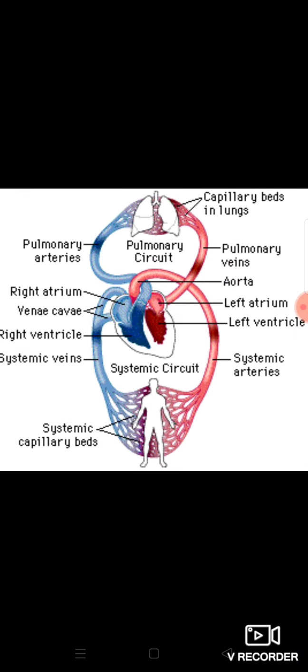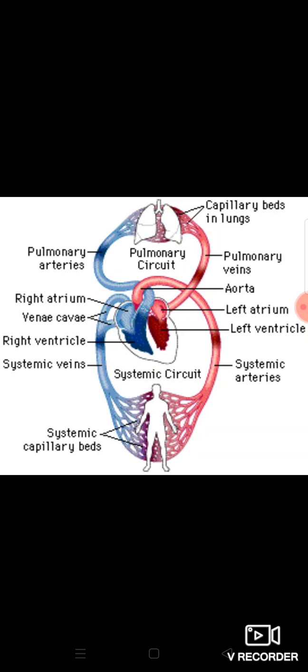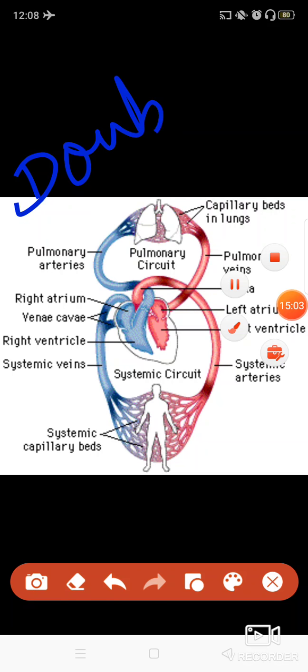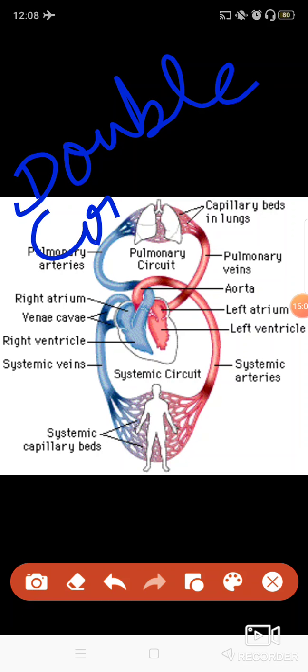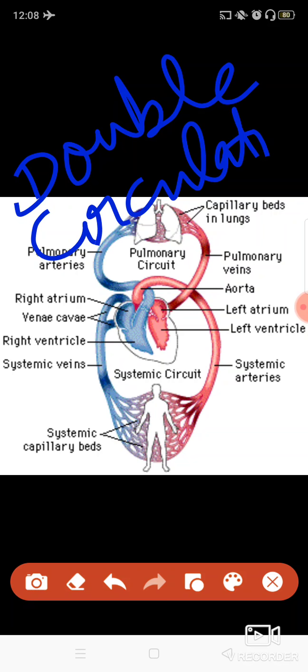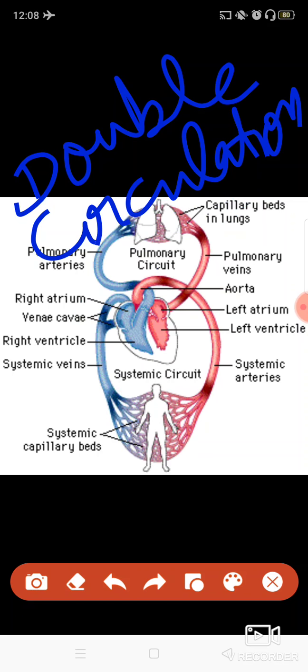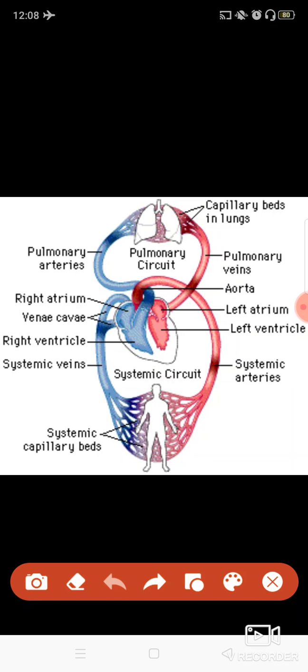Okay, now this is the last topic of circulatory system. This is known as double circulation. This is found in all the mammals. Okay, in double circulation, wherever there is a four chambered heart, there will be double circulation. And this question comes, who has discovered double circulation? So it is William Harvey who has discovered this double circulation.